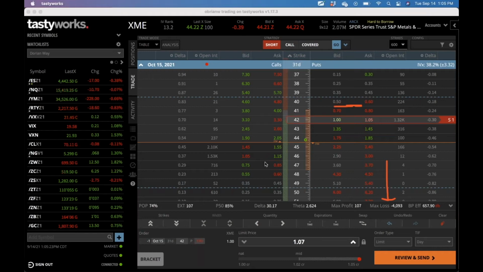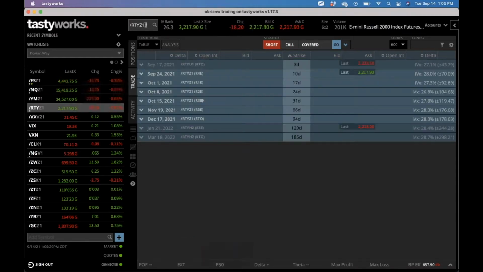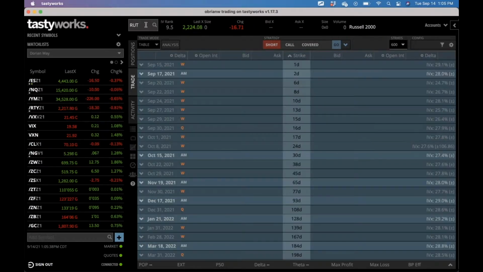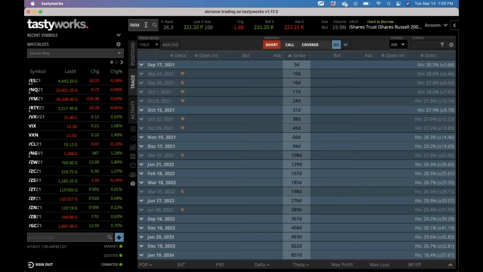All right, so let's continue and jump over to another trade we were looking at. We were looking at this Russell 2000, the options on futures. This is the small cap stocks. This is just like doing the RUT, which is the cash settled index of the Russell 2000, or the IWM, which is the Russell 2000 ETF, a mutual fund that trades like a stock.